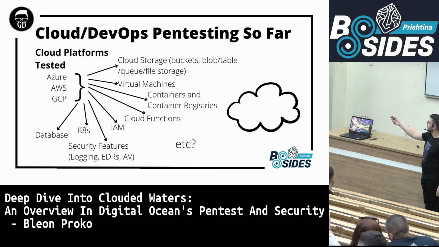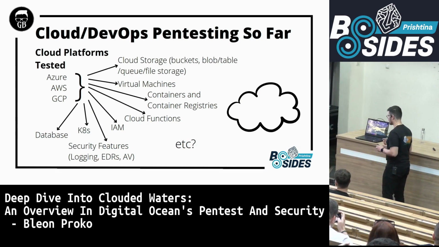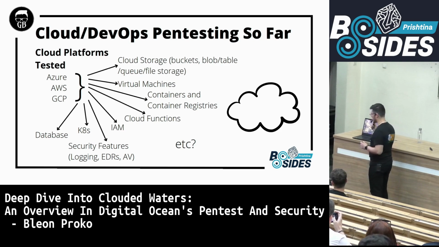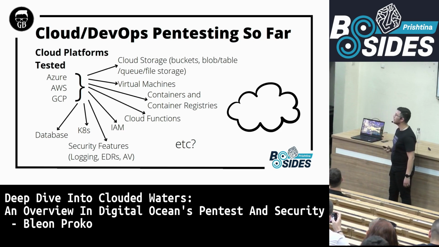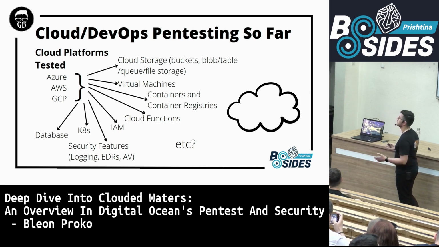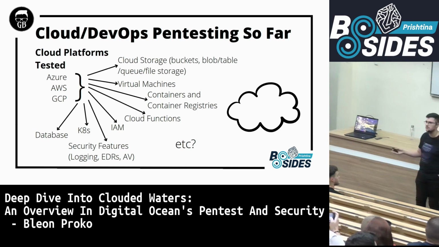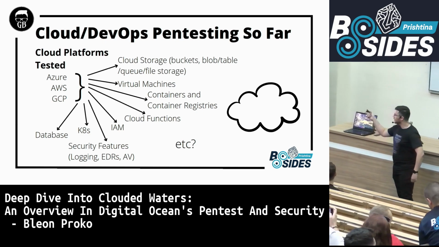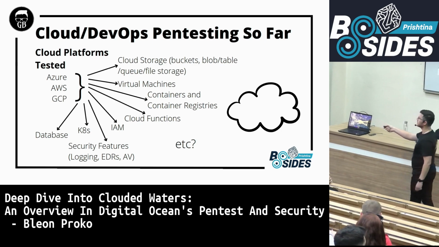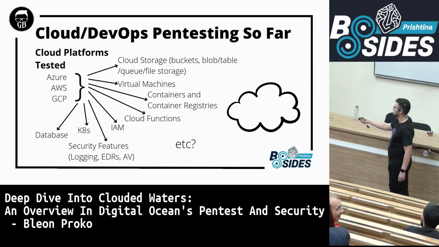DigitalOcean too. So far, we've seen penetration testing on cloud providers like Azure, AWS, and GCP for many services that they have, and they have a lot of services. The last time I checked, AWS had more than 200 services. So you can't test all of them, but the most important providers are these three, and those are some of the stuff that have been tested.